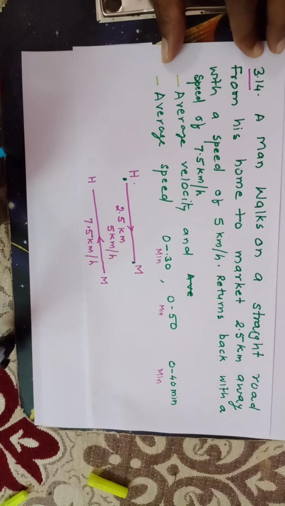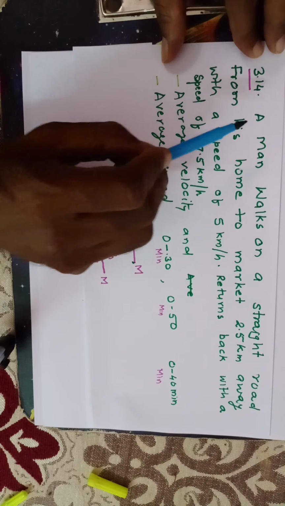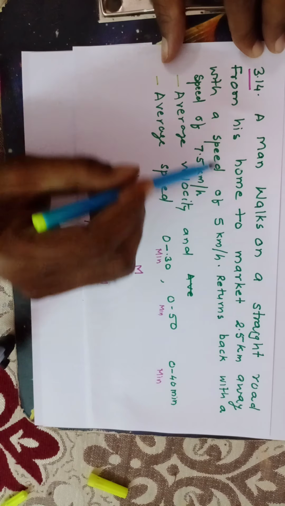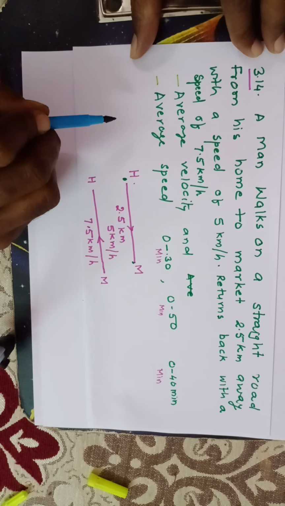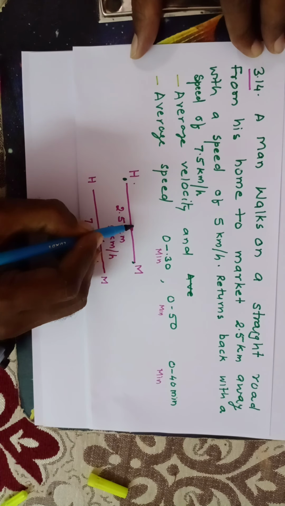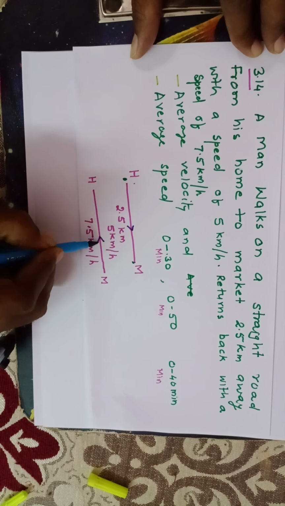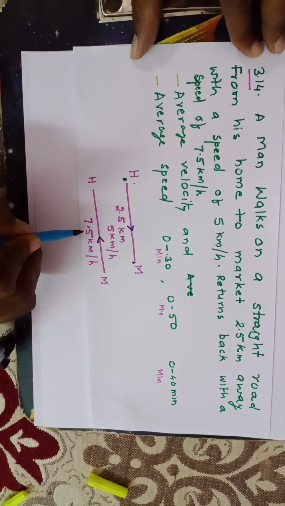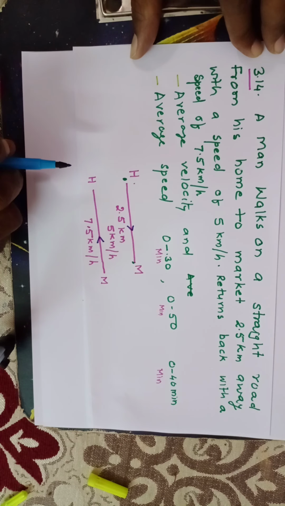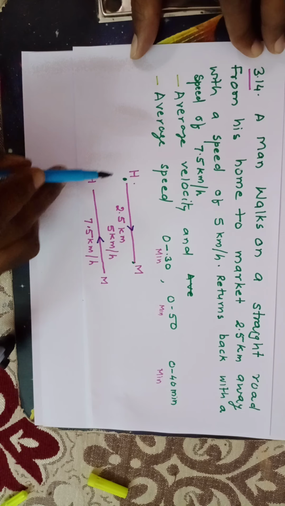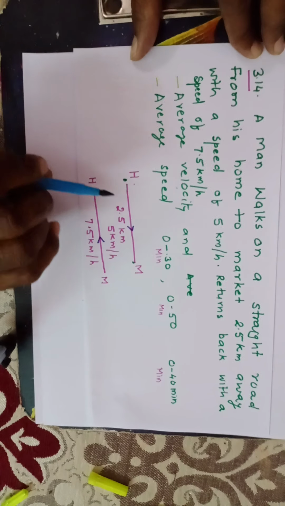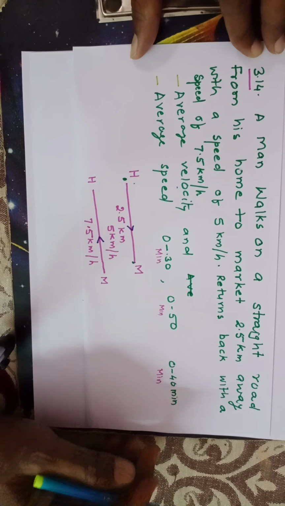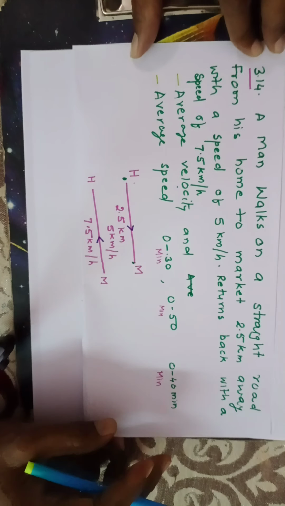Today we will discuss NCERT question 3.14. A man walks on a straight road from his home to market 2.5 km away with a speed of 5 km per hour and returns back from market to home with a velocity of 7.5 km per hour. Find out the average velocity and average speed during 0 to 30 minutes, 0 to 50 minutes and 0 to 40 minutes.